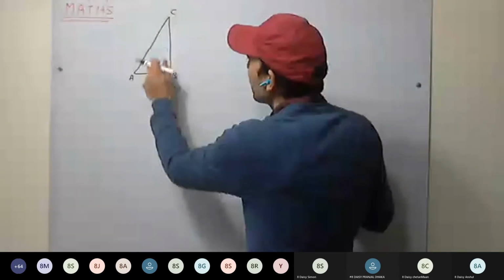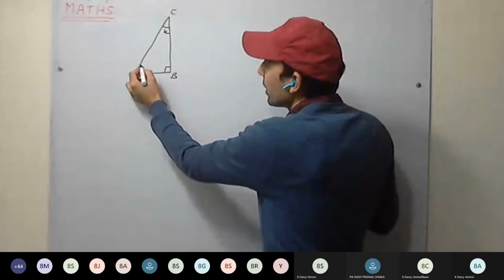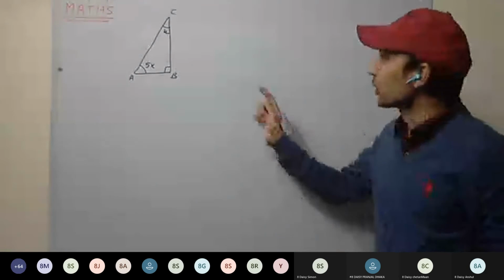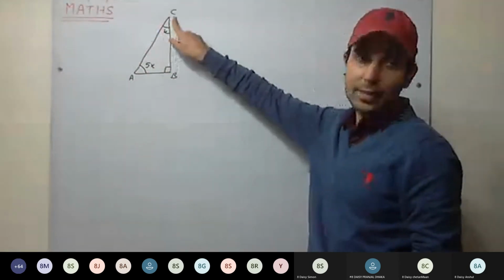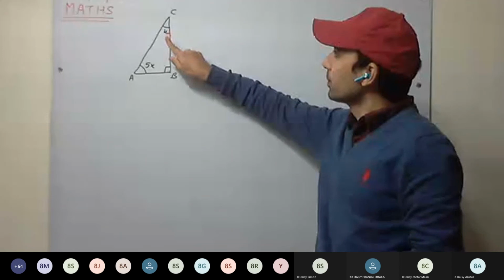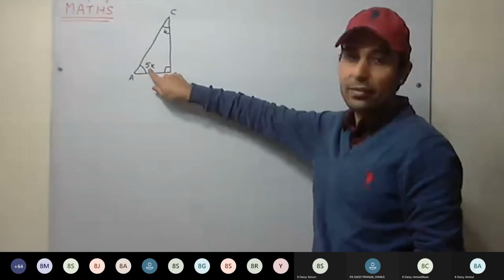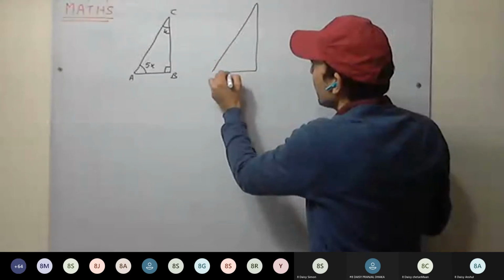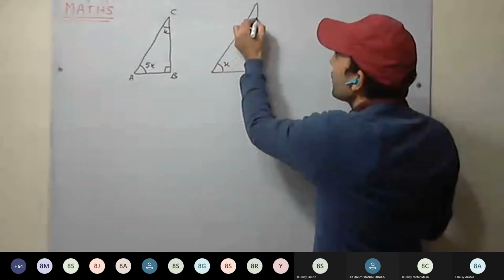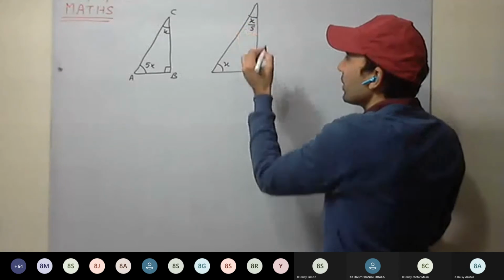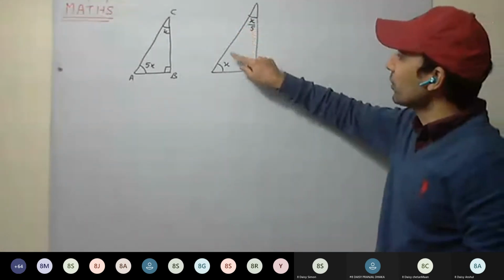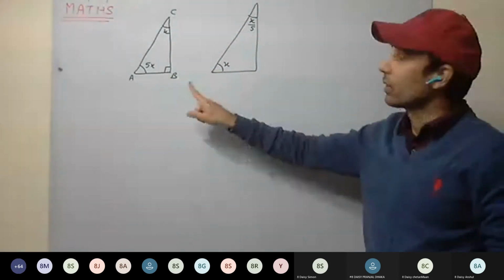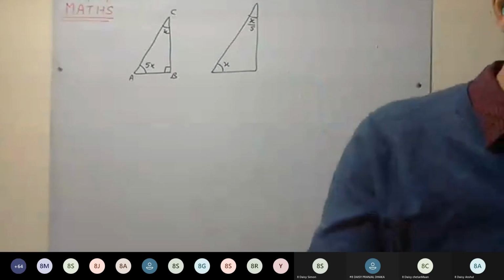For example, this I am taking X. The smallest angle I am taking X, and this will be 5X. So two acute angles we are having, angle A and angle C. If C I am taking X, A I am taking 5X. Or you can take this as well. If you are taking this as X, it will be X by 5. One angle is 1/5 of the other. Either you can take like this or this way. Any way you can take.